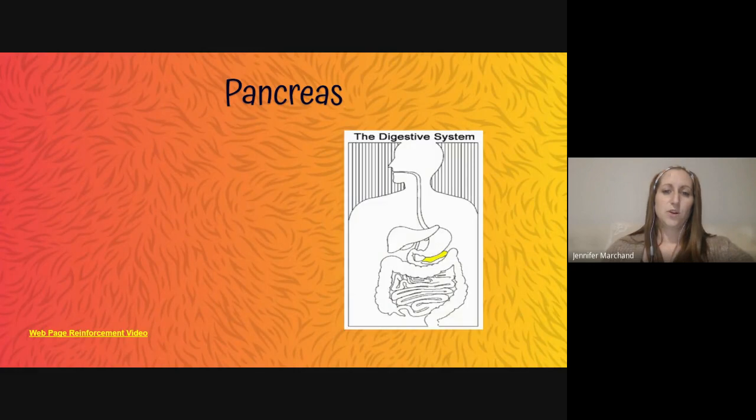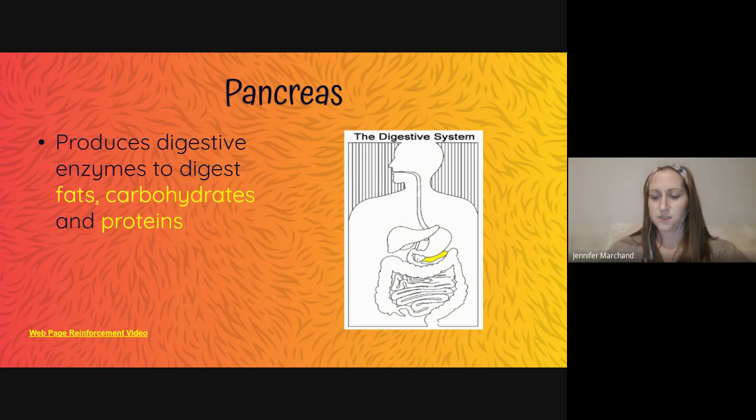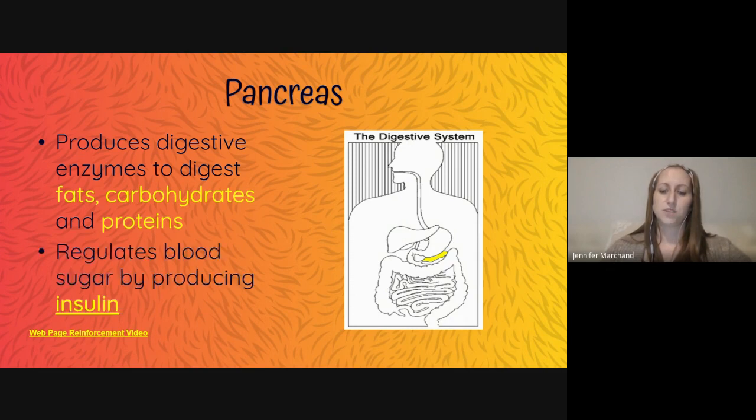Another organ we have is the pancreas. So it's this yellow thing right underneath the stomach. The pancreas helps to produce digestive enzymes that digest fats, carbohydrates, and proteins. And it also helps with regulating blood sugar by producing insulin.